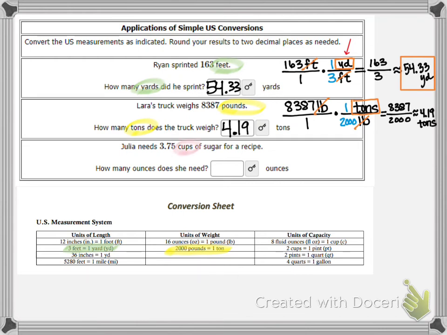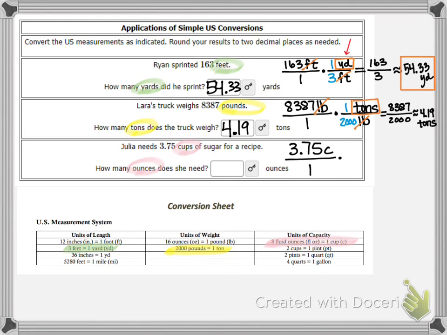Okay, let's look at the last one. I want to convert a measurement in cups to a measurement in ounces. So now I'm going to look in the units of capacity, and I will find that there are 8 ounces in 1 cup. So I'm going to start with my unit fraction, 3.75 cups over 1. I'm using C for cups.